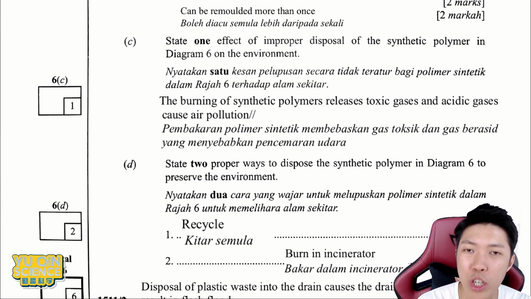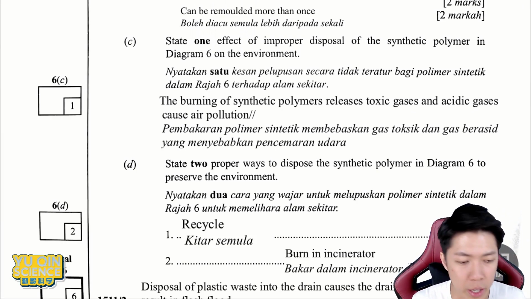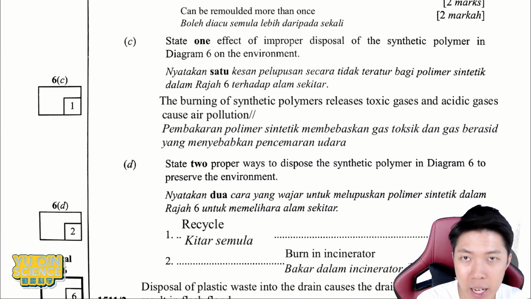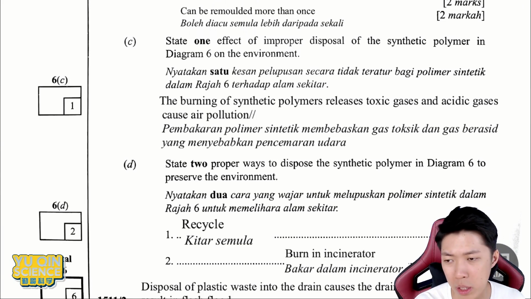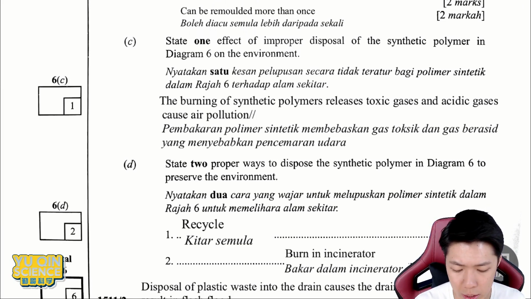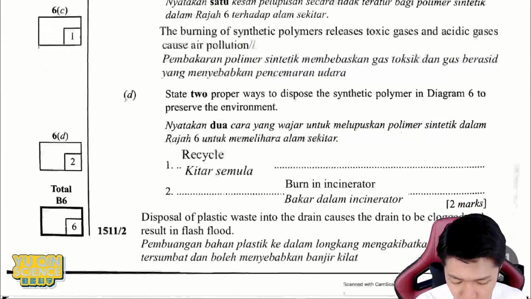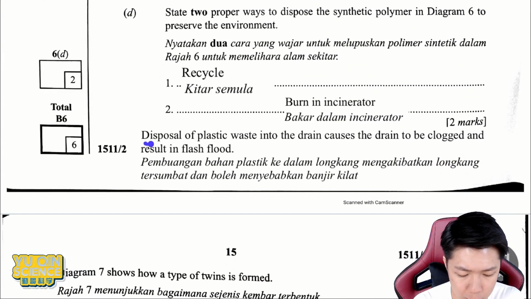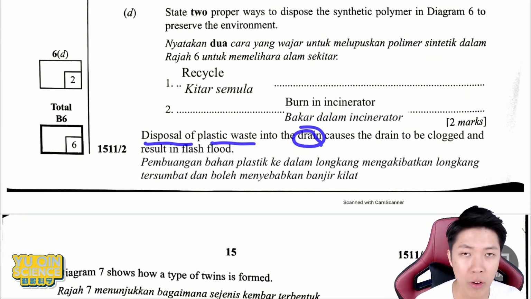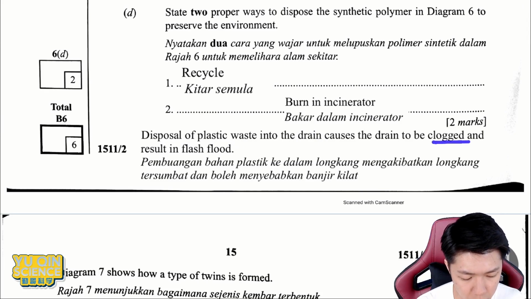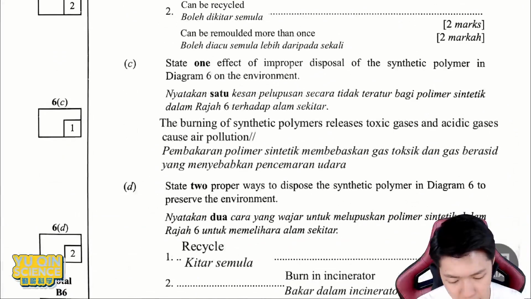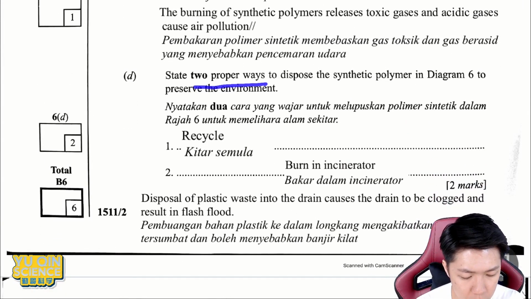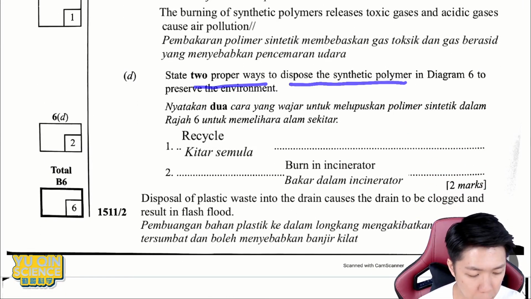It causes clog. Sumbat, or blocks the longkang. This is also a problem with plastic being thrown around, because it does not dissolve easily, it is a solid, so it easily blocks. That is acceptable as well, which I have the extra answers right here below. Disposal of plastic waste into drain, longkang, can cause drain to be clogged. Okay, yep, no problem.